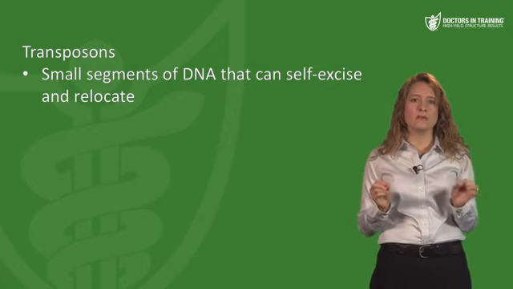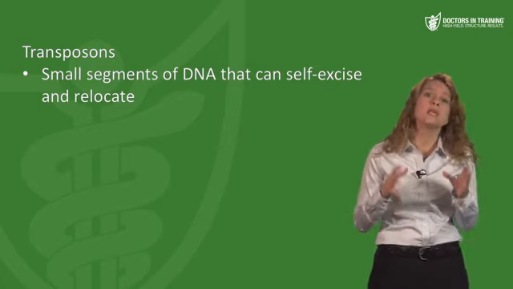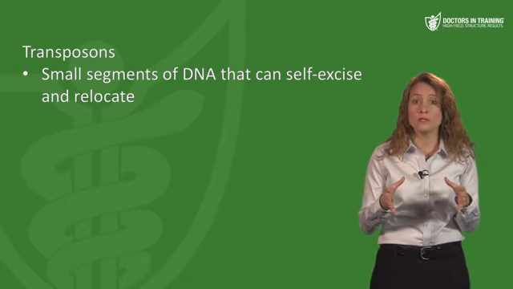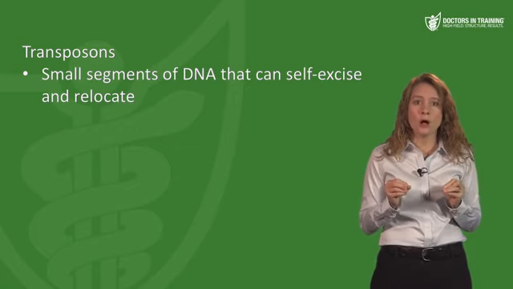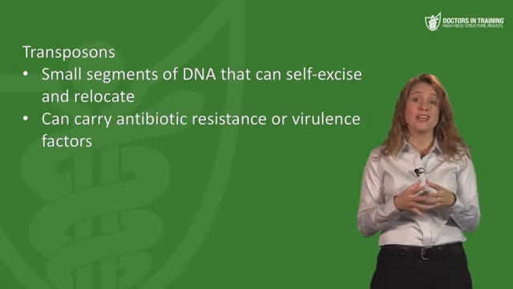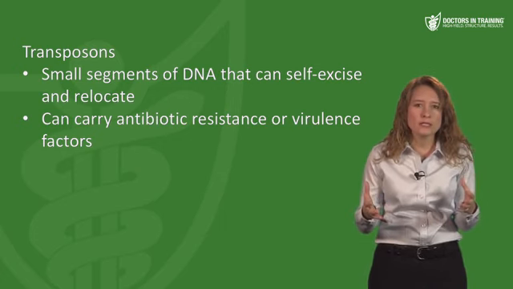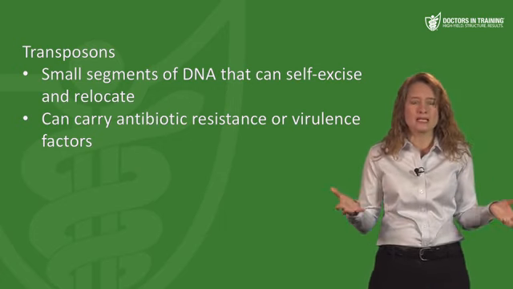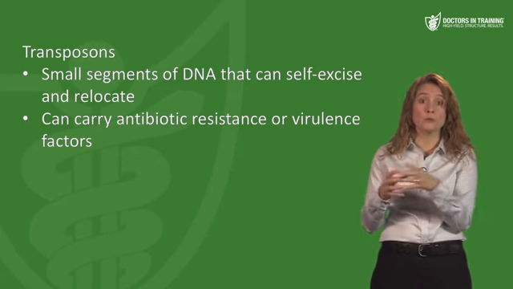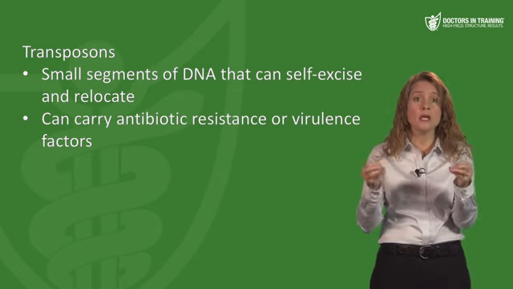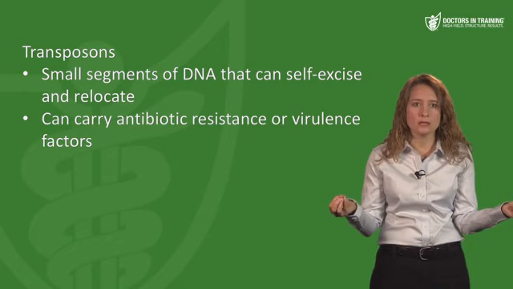Now let's discuss transposons. These are small segments of DNA that can self-excise and then relocate to another place on the chromosome. They can also relocate to a different chromosome altogether or to a plasmid. Some transposons are very small and carry minimal information. Others can carry antibiotic resistance or virulence factors. So how do you think that transposons could be responsible for spreading antibiotic resistance? Well, if the transposon was relocated from a chromosome to a plasmid, you can see how that gene coding for antibiotic resistance could then be spread to other bacteria via conjugation.